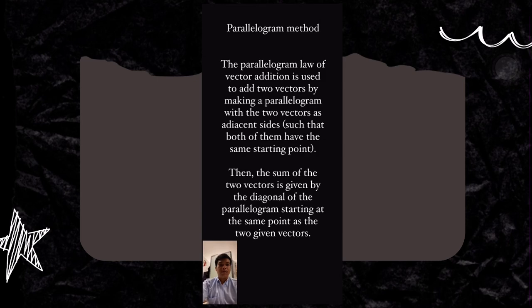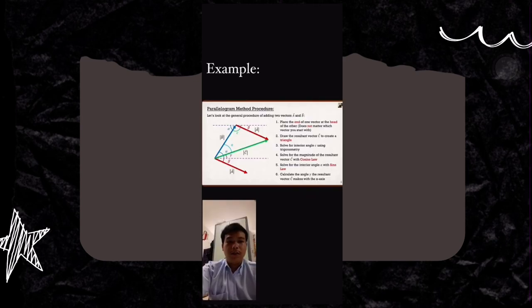Parallelogram method. The parallelogram law of vector addition is used to add two vectors by making a parallelogram with the two vectors as adjacent sides, such that both of them have the same starting point. Then, the sum of the two vectors is given by the diagonal of the parallelogram starting at the same point as the given vectors.